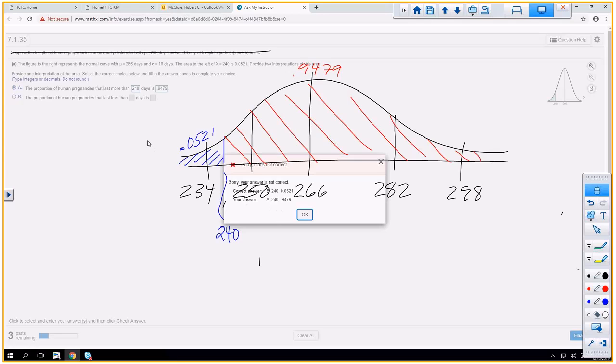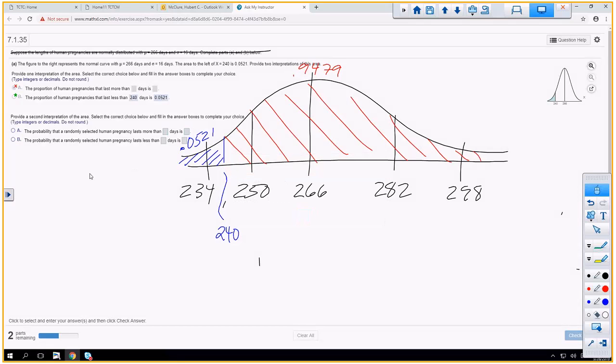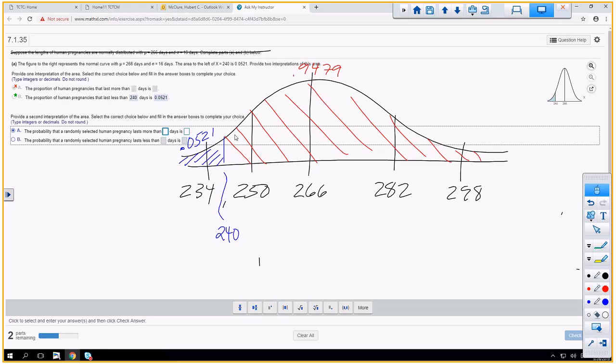Oh, they wanted the interpretation of what they have up here. Okay, well, I'm sorry. I thought they're probably going to ask the next one. What's the next one? Yeah, that's the next. The probability of random selection lasts more than 240 days is 0.9479. I should give you this on a test. That's an easy question. It was so easy, I skipped over the first part.